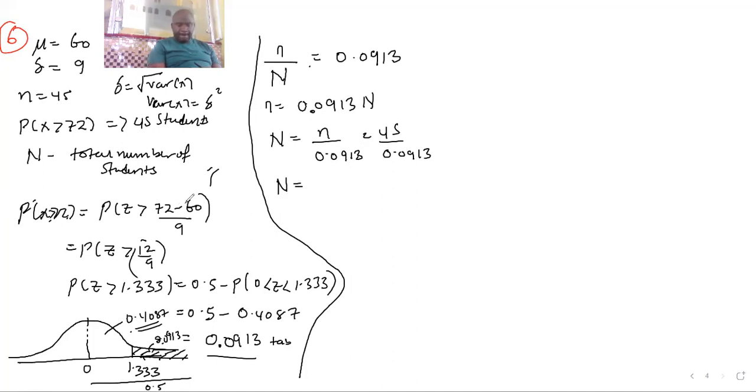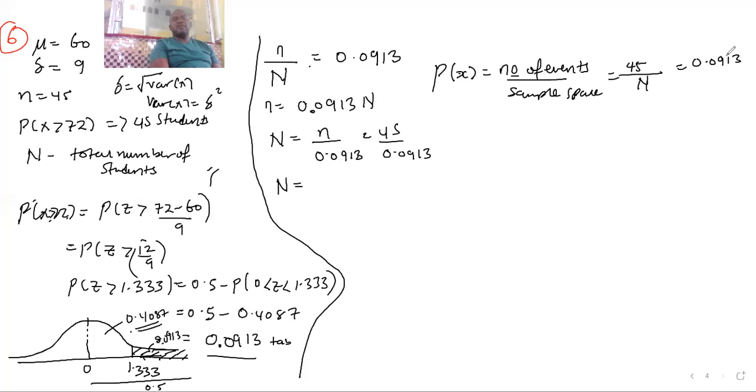Teacher, for me, I beg your pardon on that part. Don't you know probability? Probability of anything is got from the number of events over what? Over the sample space, not? So the sample space is the total number of students. Out of this total number of students, 45 had max beyond 72. What is the probability of getting max beyond 72? That probability is 0.0913. So to get the total number of students, capital N, I cross multiply and I get the answer.